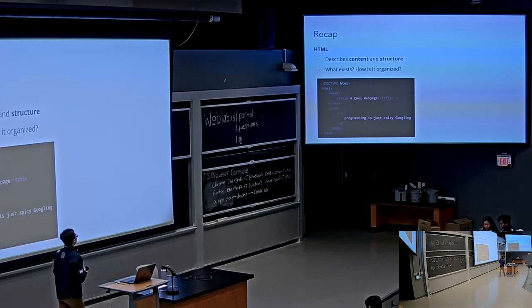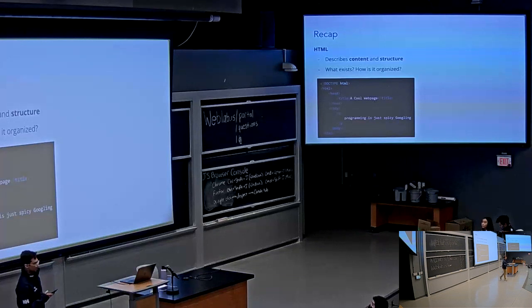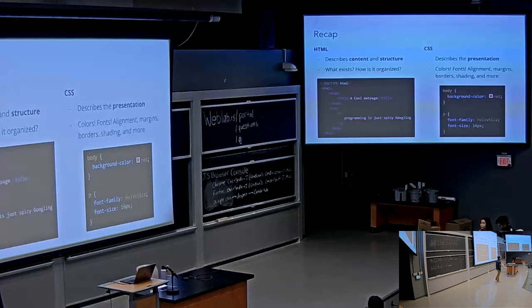So just a recap from this morning, HTML describes the content and structure of our websites and what exists and how it's organized. CSS describes the presentation of our website, and that can include colors, fonts, the alignment, border shading, and more.